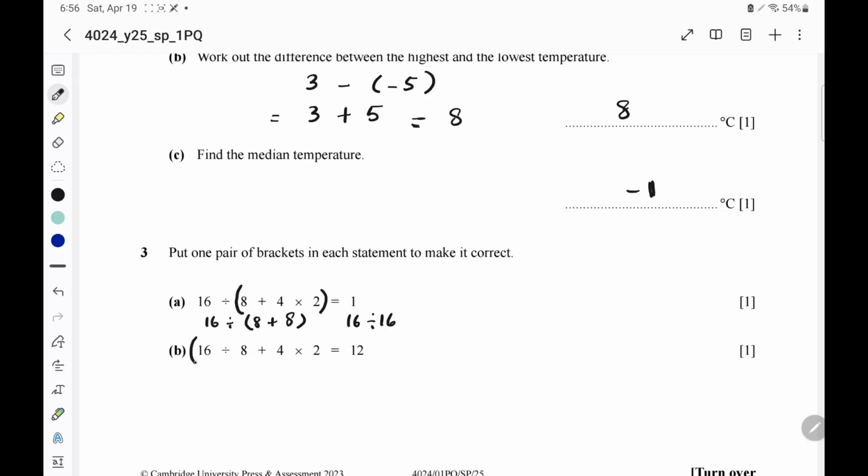For the second one, if we start here, you'll have to try. If you can't get it the first time, you can try putting the brackets in and check. You will easily get it. So 16 divided by... we follow the BODMAS rule. First we solve the bracket, then division, multiplication, addition and subtraction. So 16 divided by 8 is 2, 2 plus 4 times 2. So 6 times 2 will equal 12. So we just verified our answers as well. Okay, so the answer for part A is this, and the answer for part B is this.